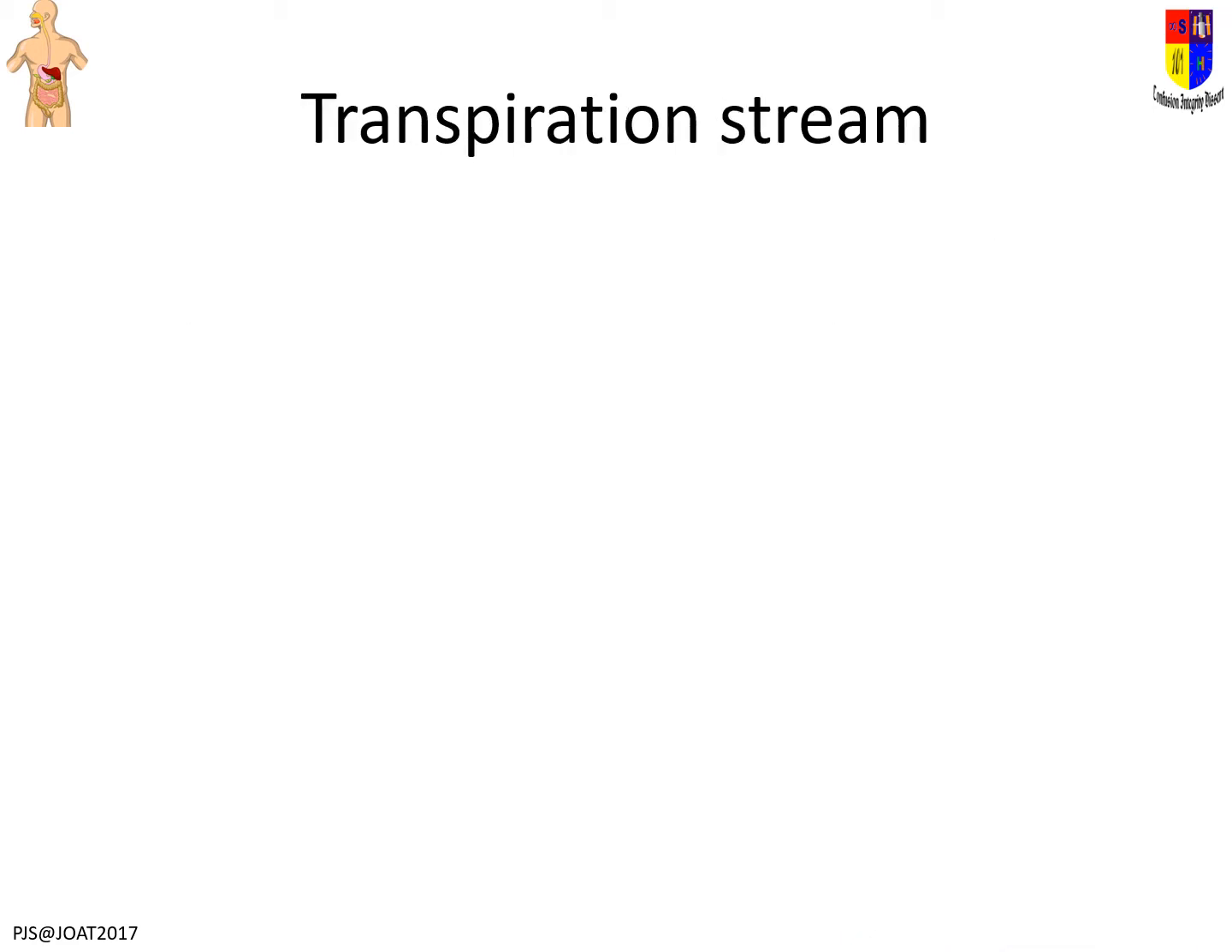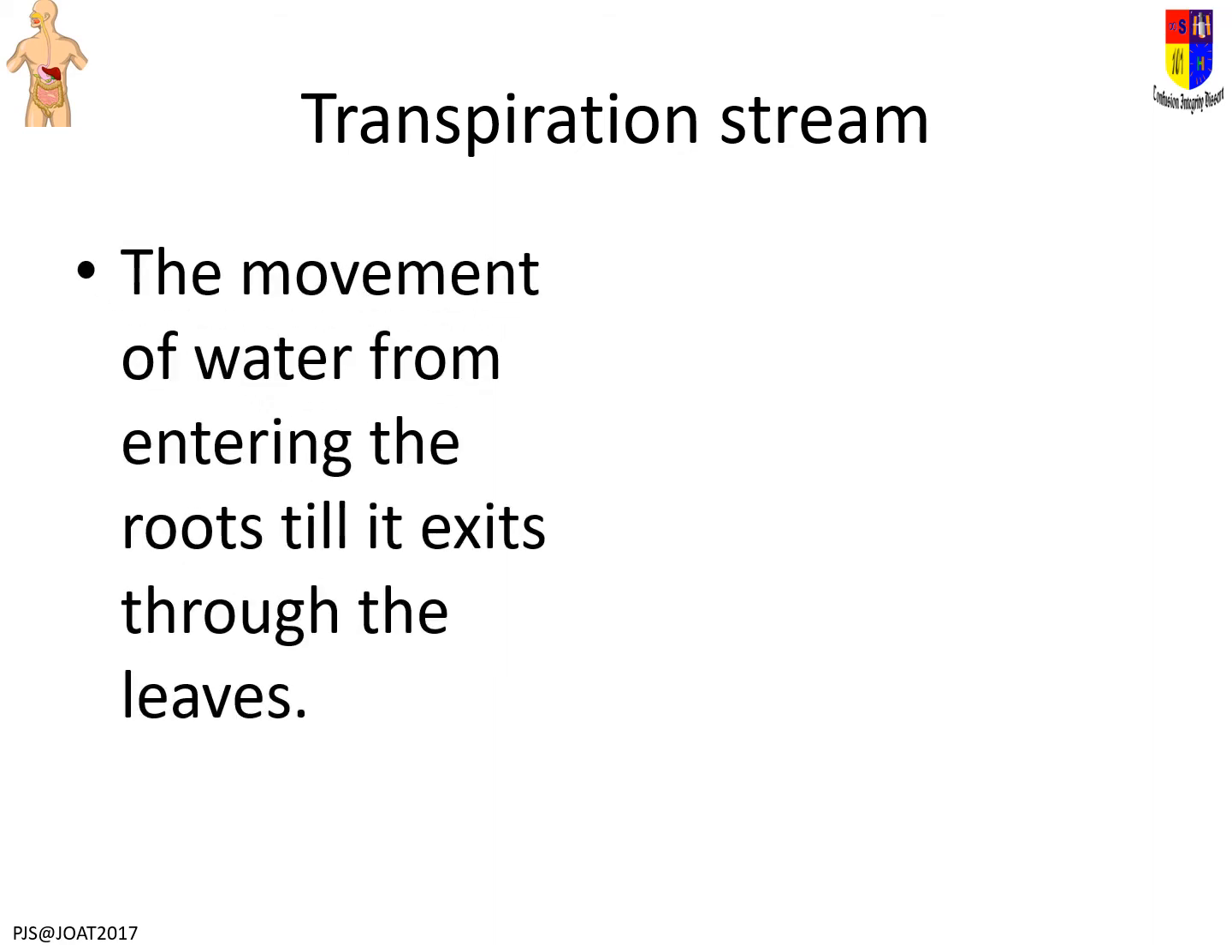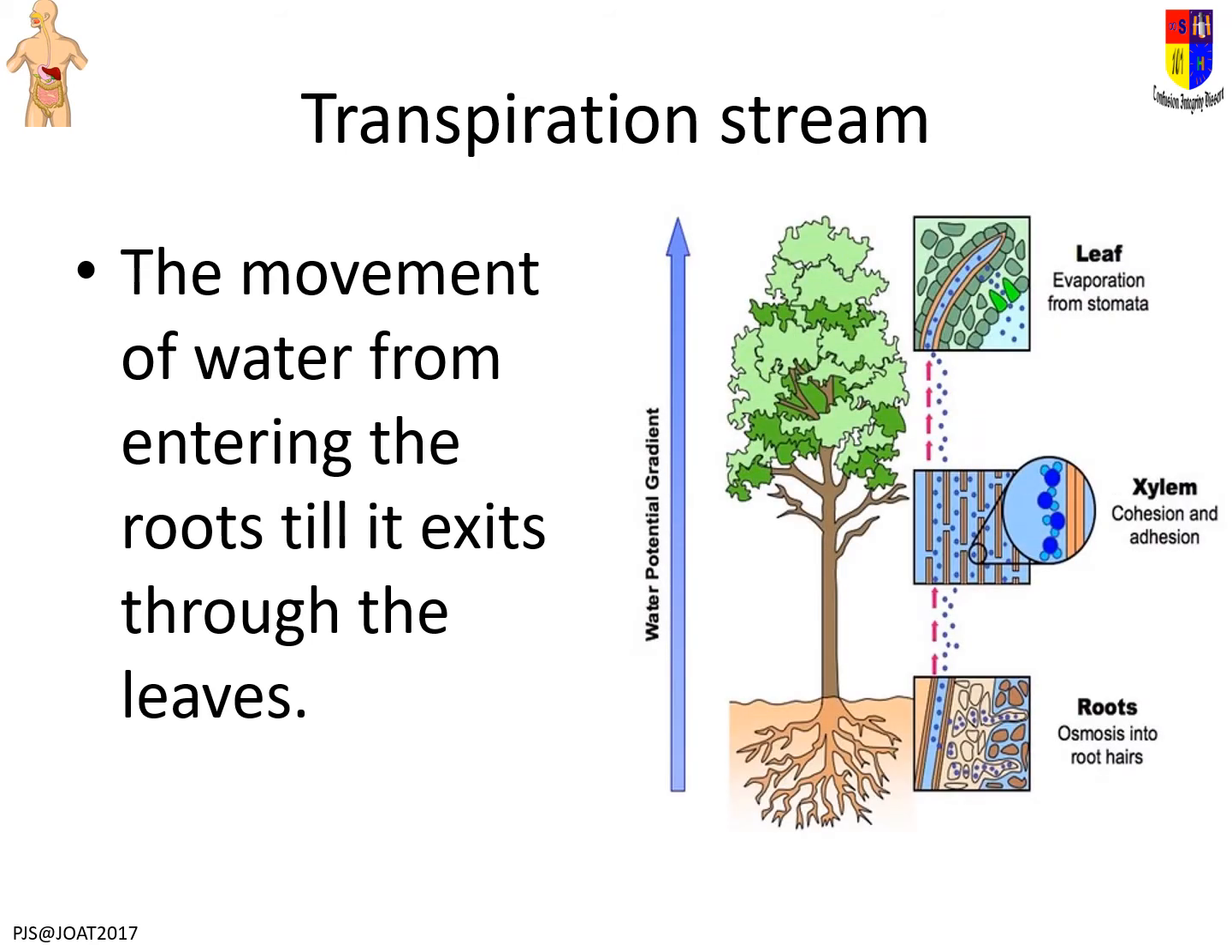So there is a name for the movement of water through a plant, and that's called the transpiration stream. It starts when it enters the roots and it ends when it exits the leaves. It's going to move into the roots by osmosis from the high water concentration in the soil into a low concentration inside the root. It's then going to move up the xylem, which we're going to talk about quite a bit, and then finally is going to evaporate through the stomata in the base of the leaf.